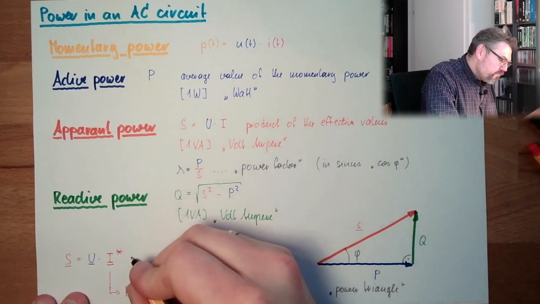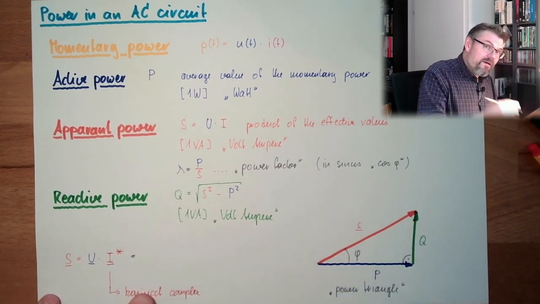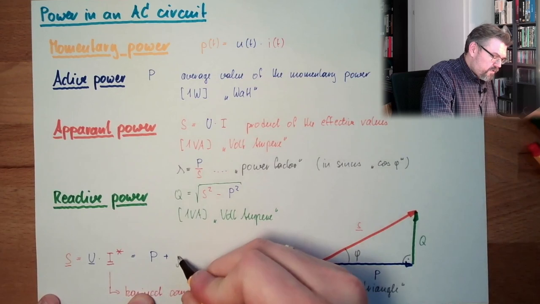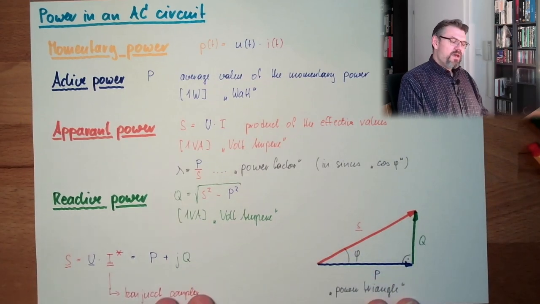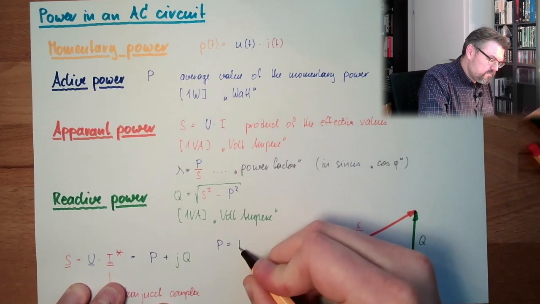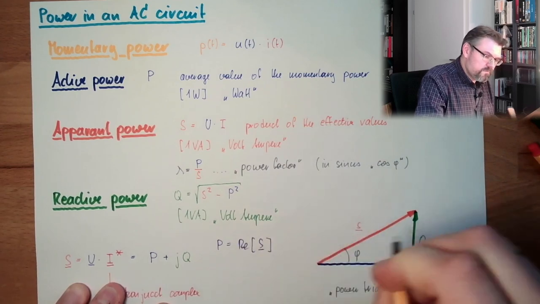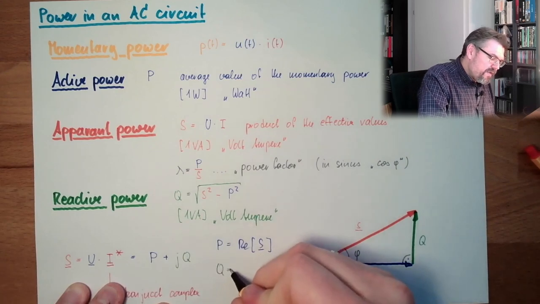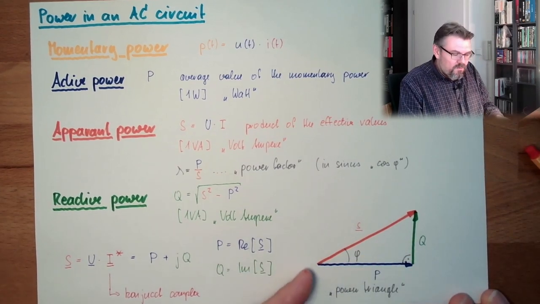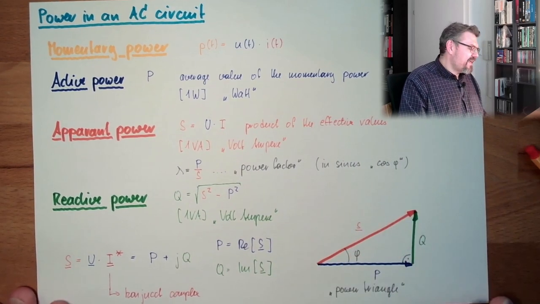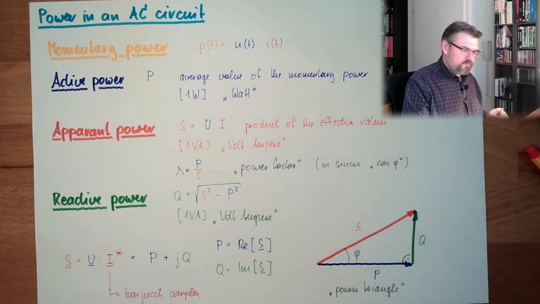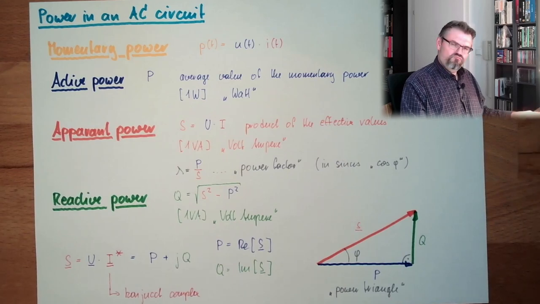Because then what we get is a complex number with a real part plus j times an imaginary part. This is why I drew it this way. So the real part is the active power and the reactive power is the imaginary part of this complex apparent power. And this is again building real value, imaginary value. This is again building this power triangle. Everything fits together, right? Isn't that nice? Well, I think yes.